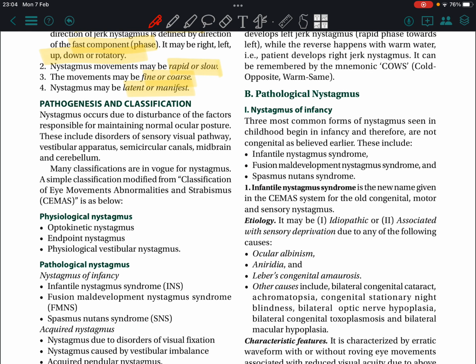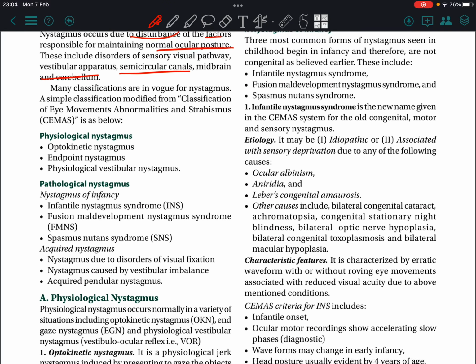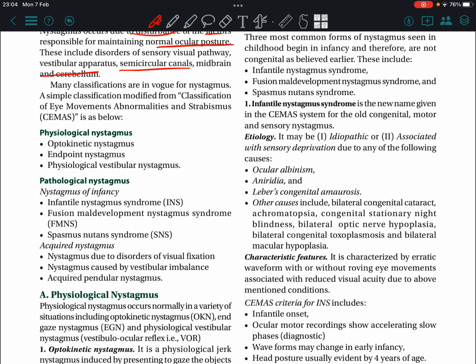Pathogenesis and classification. Nystagmus occurs due to disturbance of the factors responsible for maintaining normal ocular posture. These include disorders of the sensory visual pathway, vestibular apparatus, semicircular canal, midbrain, and cerebellum. Many classifications are in vogue for nystagmus. A simple classification, modified from the classification of eye movement abnormalities in strabismus, CMOS, is as below.